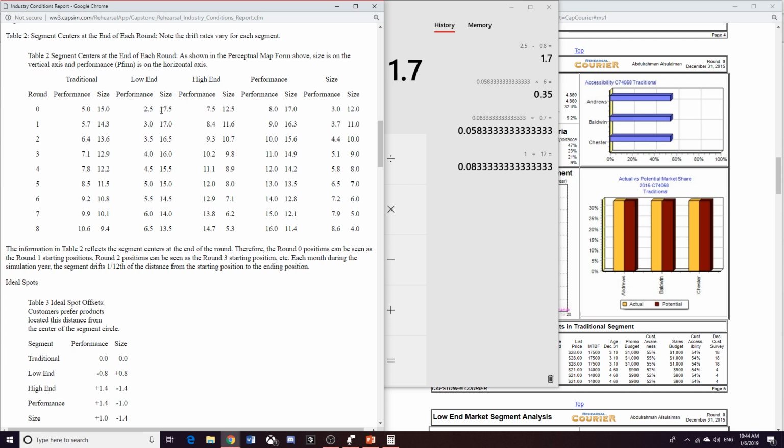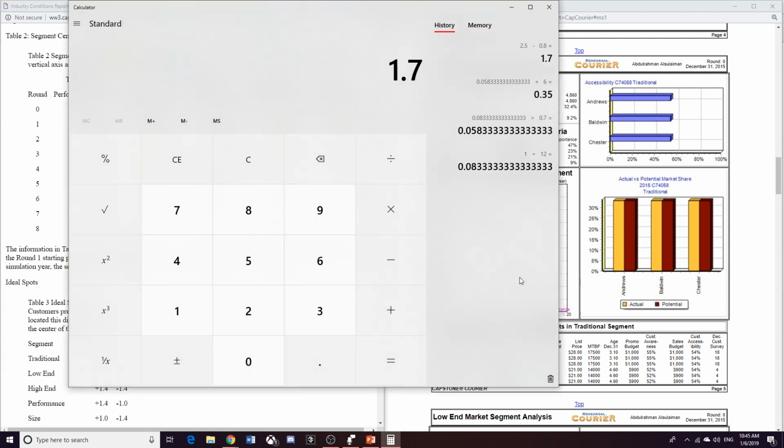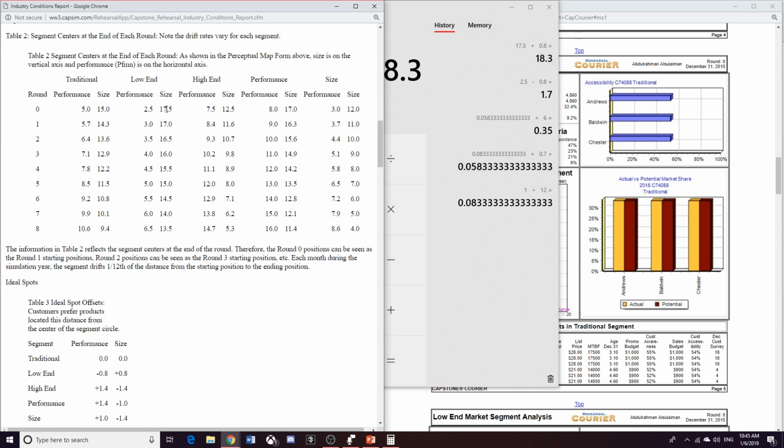And then for size, in the beginning of the year, it is 17.5. And the customers want plus 0.8. So we say 17.5 plus 0.8 equals 18.3. So actually customers don't want a product that is 17.5 in size. They want a product that is 18.3 in size. So technically it's a cheaper product because the lower the performance and the higher the size, the cheaper the product. Okay, so now we know that low-end customers want cheap products.